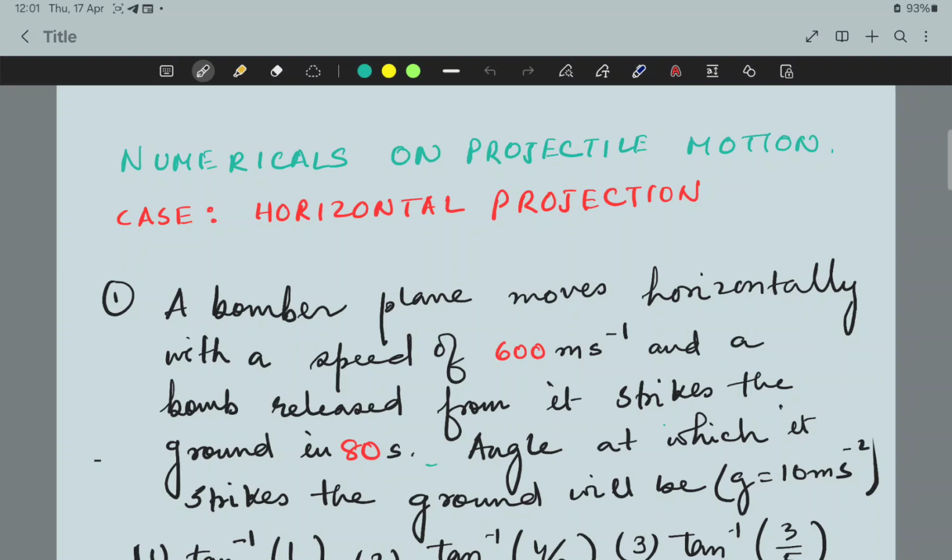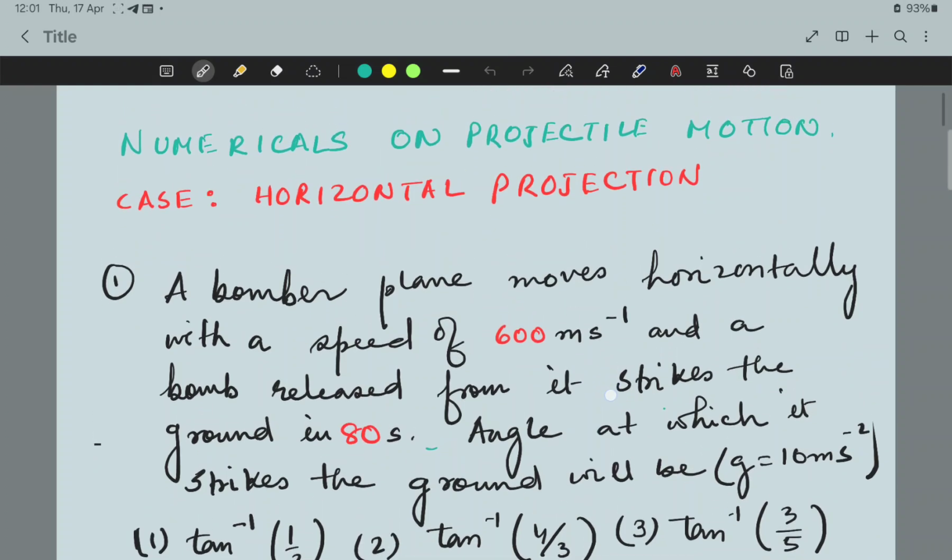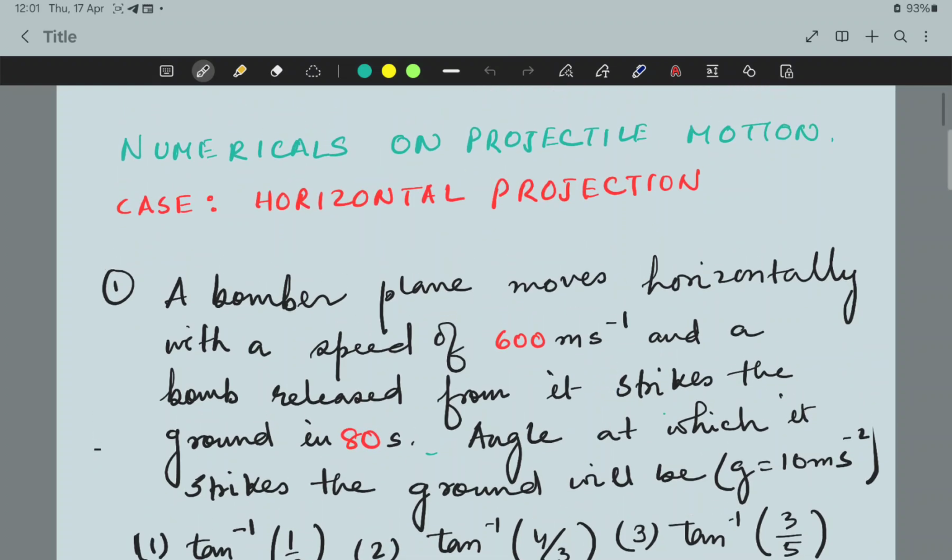Today again in this video I have discussed some numericals based on horizontal projectile motion. So we will be emphasizing on problems where the body is thrown with some initial velocity in the horizontal direction.